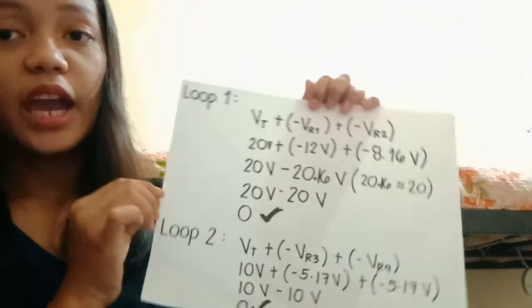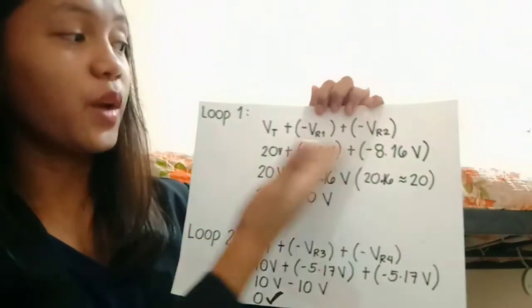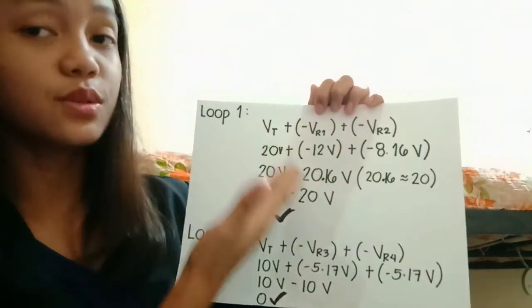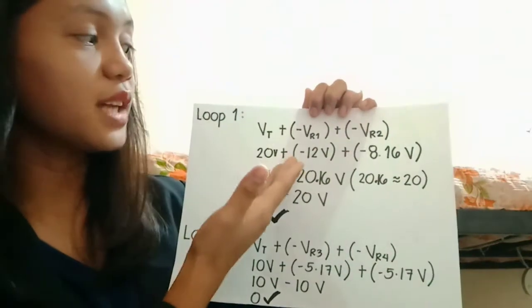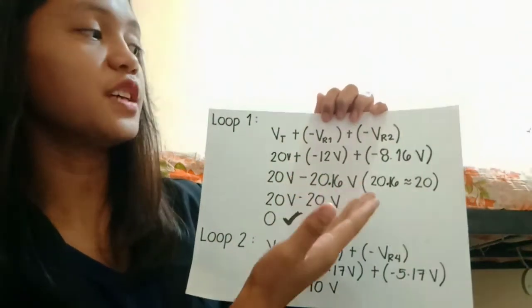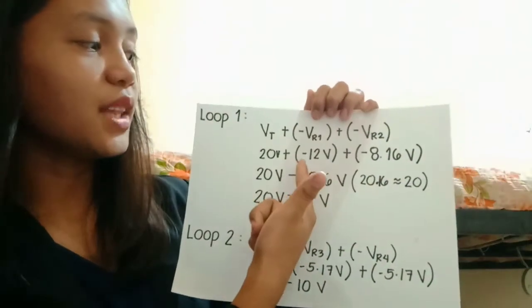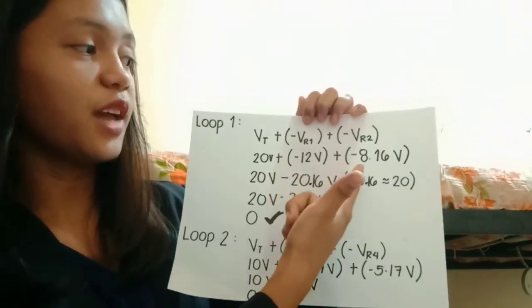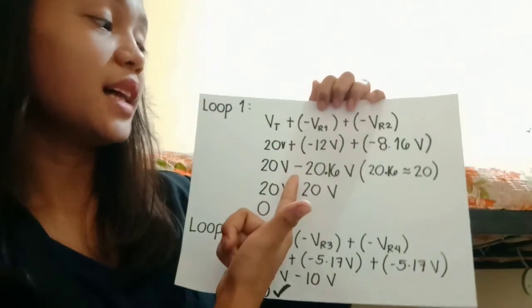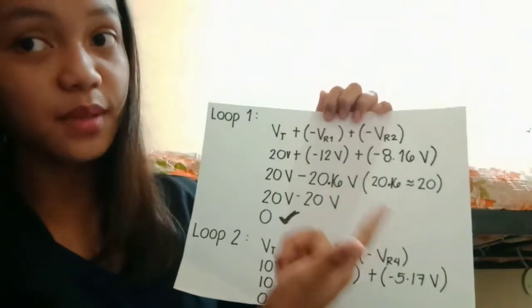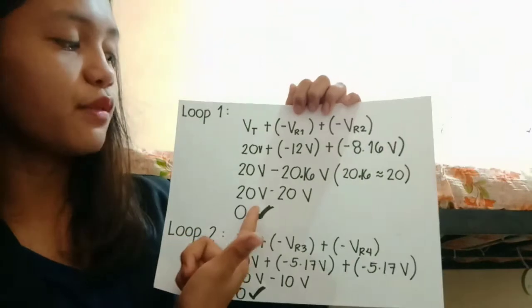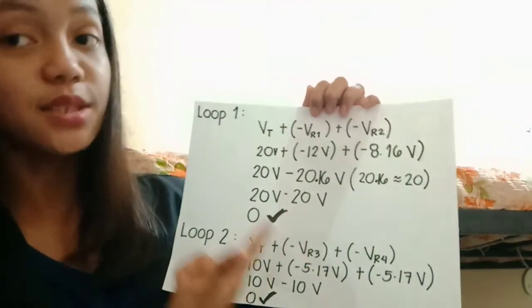Here, in our loop number 1, we use this equation: Vt, or the total voltage, plus negative V sub R1 plus negative V sub R2. We substituted our formula. We added negative 12 V plus negative 8.16 V, that is negative 20.16, or approximately 20. So we have 20 volts minus 20 volts. We have an answer of 0.